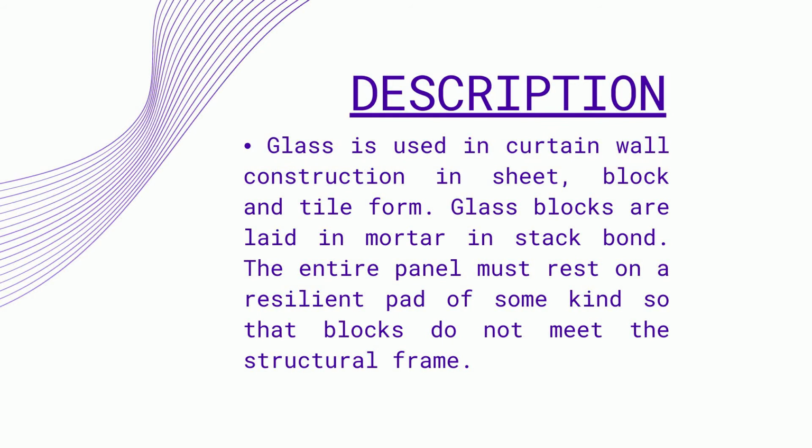Glass is used in curtain wall construction in sheet, block, and tile form. Glass blocks are laid in mortar in stack bond. The entire panel must rest on a resilient pad of some kind so that blocks do not meet the structural frame.